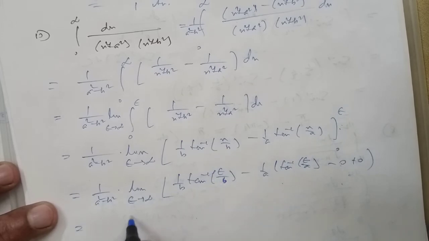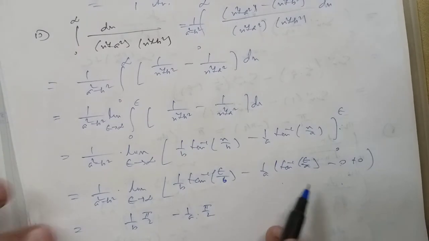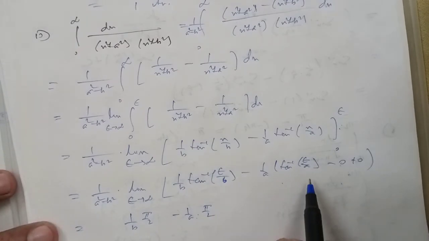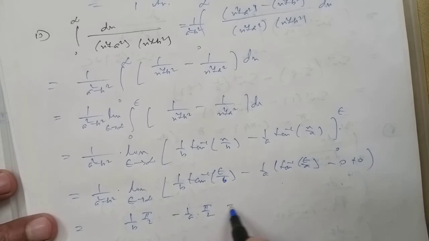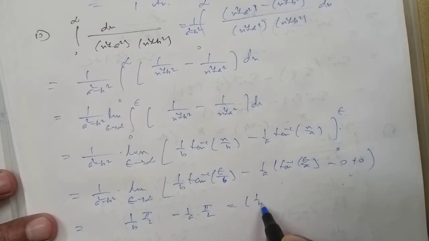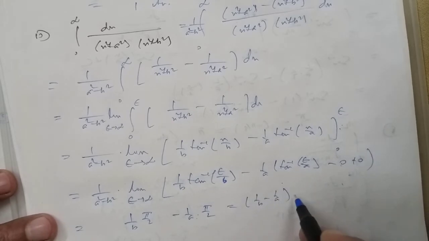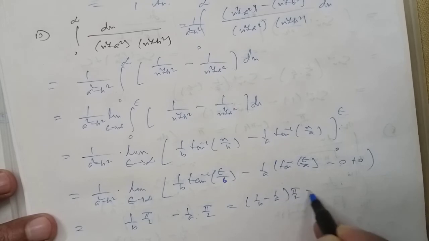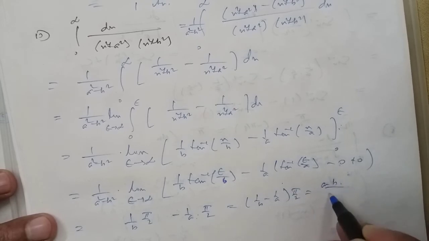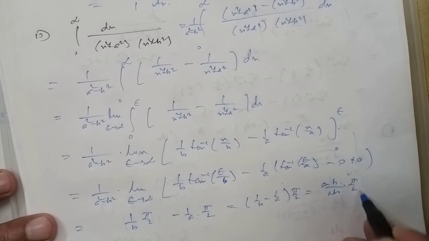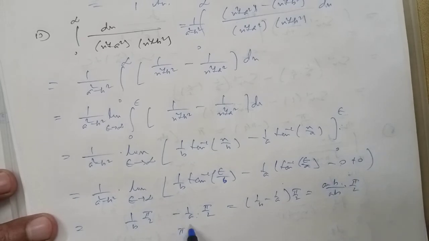So this becomes pi by 2. So this becomes 1 by b into pi by 2 minus 1 by a into pi by 2. Why? Because when epsilon tends to infinity, tan inverse of epsilon by a tends to pi by 2. So ultimately we get 1 by b minus 1 by a into pi by 2. So this becomes a minus b by ab into pi by 2. So finally your answer becomes pi into a minus b by twice ab.